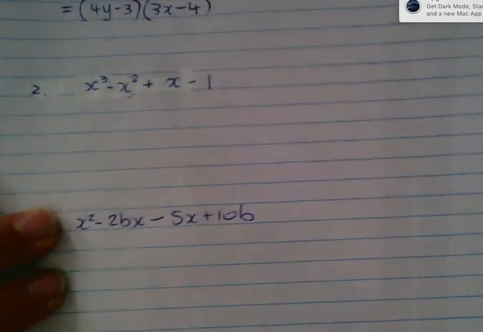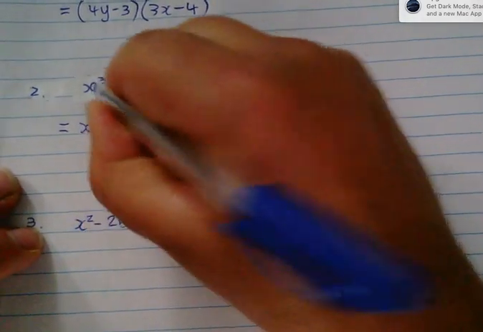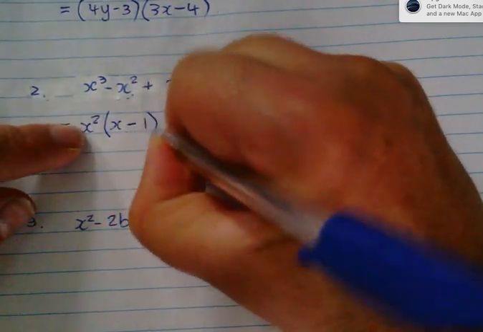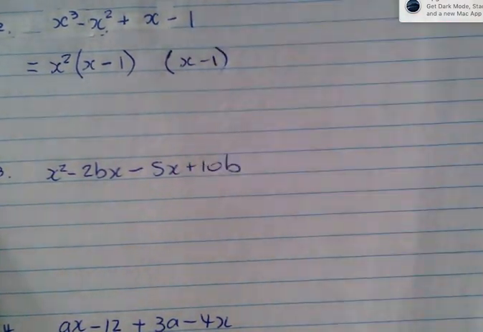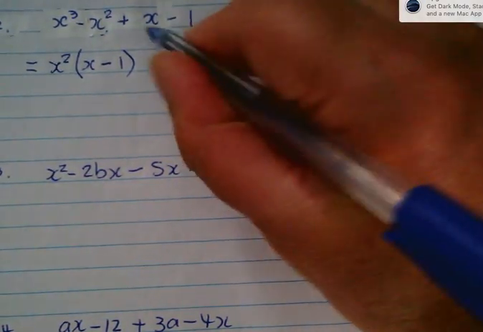Just another one here. Looking at the first 2 terms, what's in common is x squared. If you take that out, you're left with an x minus 1. So just checking, that's x cubed minus x squared. Remember, the second bracket needs to be the same. Otherwise, the method doesn't work. So I need to have x minus 1 in the second bracket.